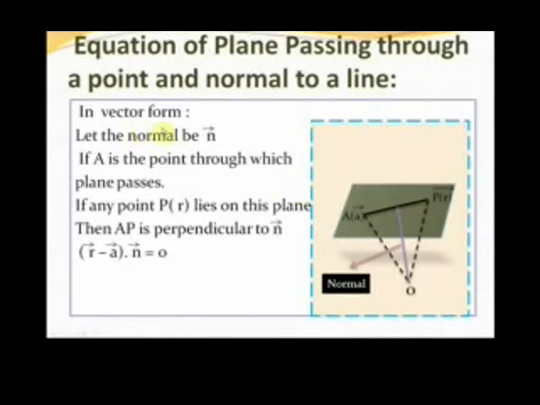Now in the vector form, let the normal be represented by the vector n. A is any point through which the plane passes. If P is any point on this plane, then AP is a line contained in this plane, which would be perpendicular to this normal. Thus AP · n would be equal to 0, because these two lines are perpendicular to each other. Now the vector AP is given by vector r - vector a. Hence we can say that (r - a) · n = 0. Thus this represents the vector equation of a plane passing through a point and normal to a given line.